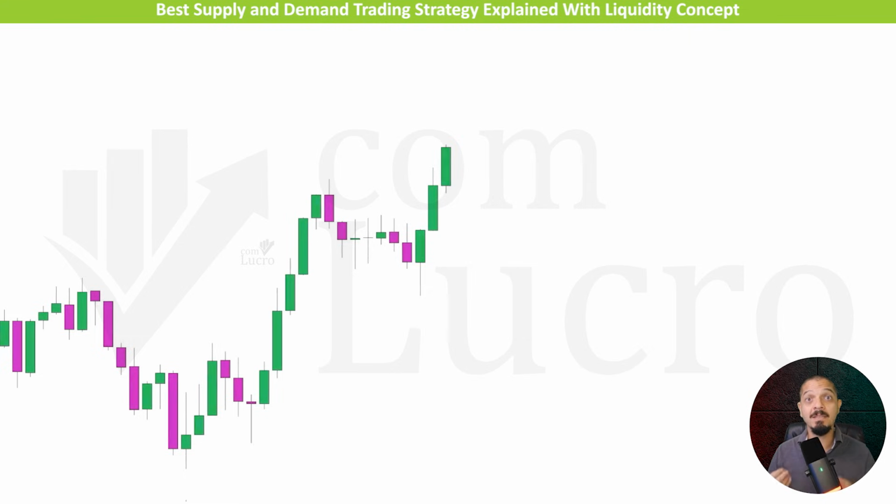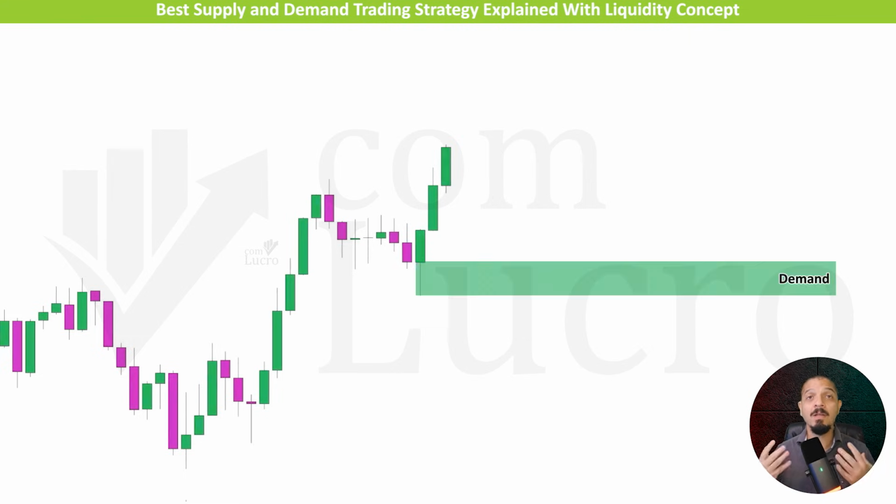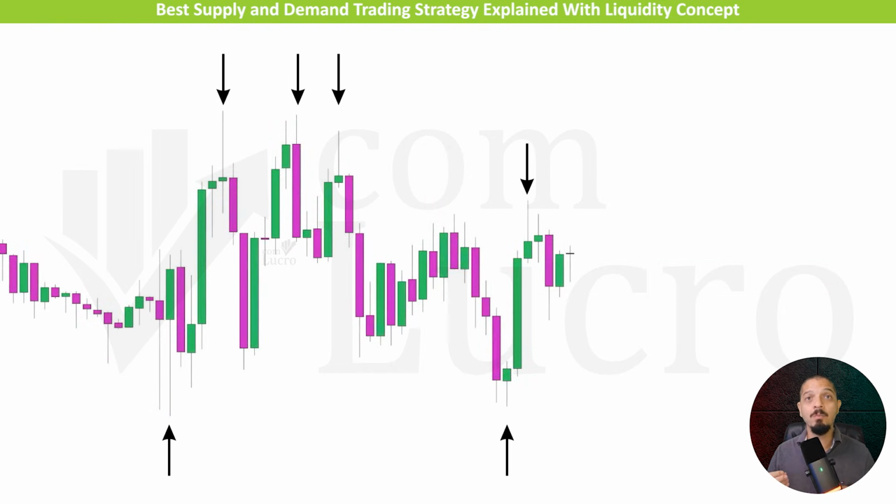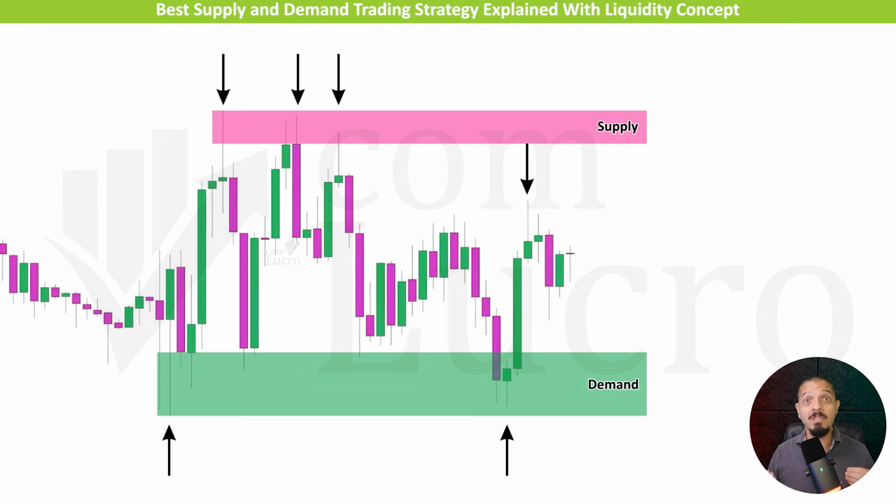Another key element to consider is the wick. In this example, the demand zone is drawn from the wick because that is where price was strongly rejected and the impulsive move actually began. The expansion did not originate from the first green candle or from the previous red candle. It started at the lowest point of the wick, which defines our demand zone. Wicks are powerful price action signals because they reveal areas where the market rejected lower or higher prices with strength.